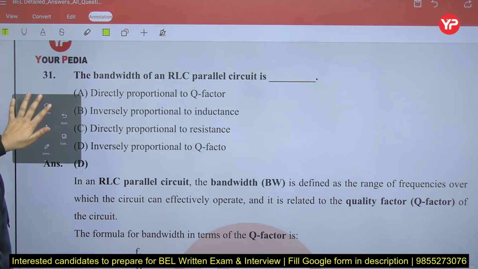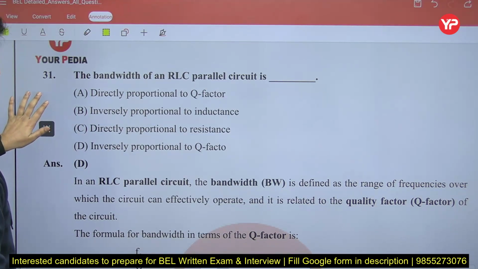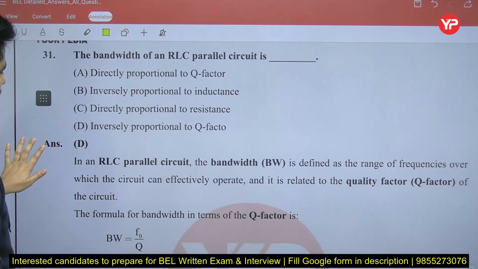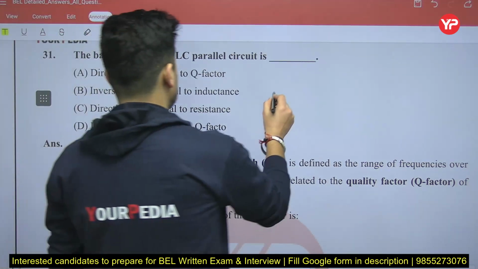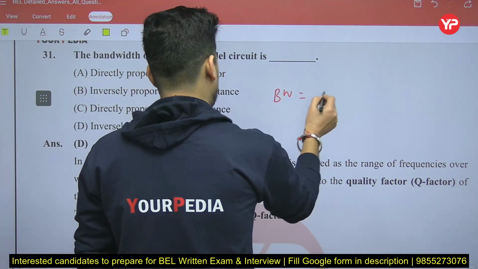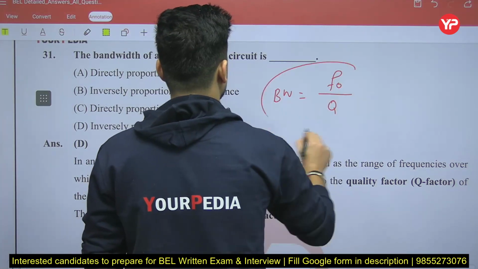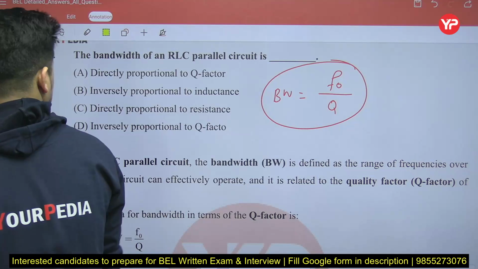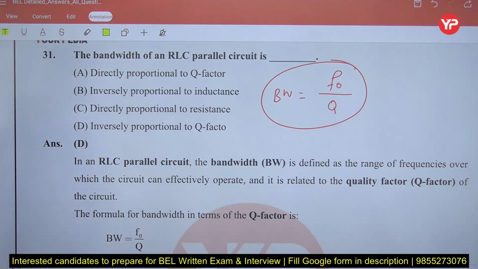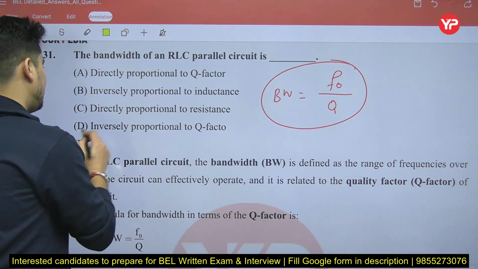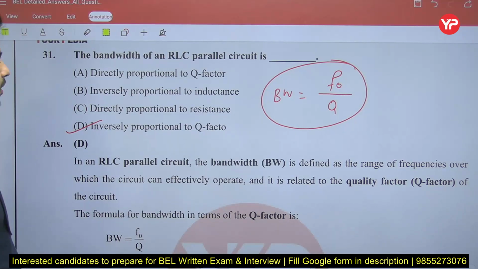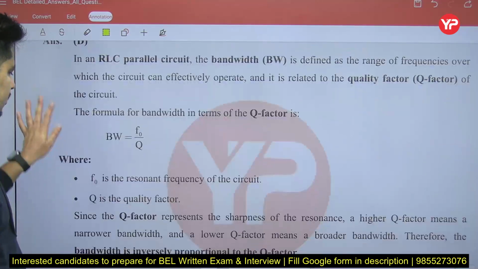The bandwidth of an RLC parallel circuit. See, basically, the bandwidth is equals to what? F naught, F naught means resonance frequency, divided by quality factor. This is the relationship between the bandwidth, frequency of oscillation, or you can say resonance frequency, and quality factor. So it is inversely proportional to the quality factor. So bandwidth is always inversely proportional to the quality factor.